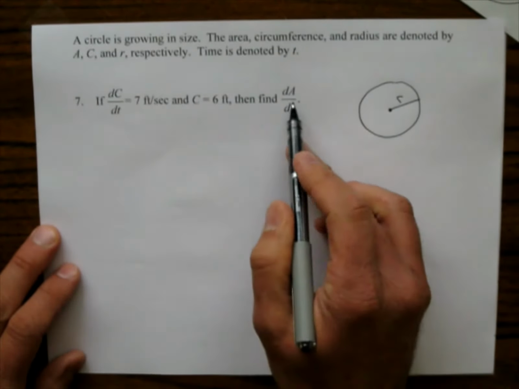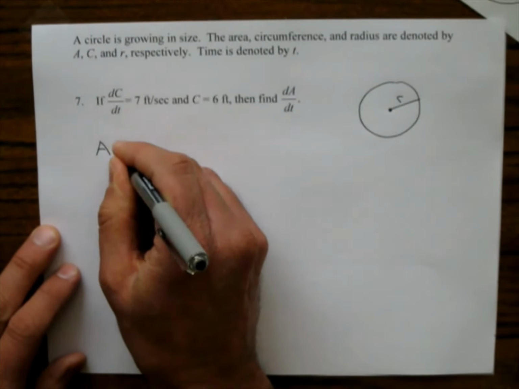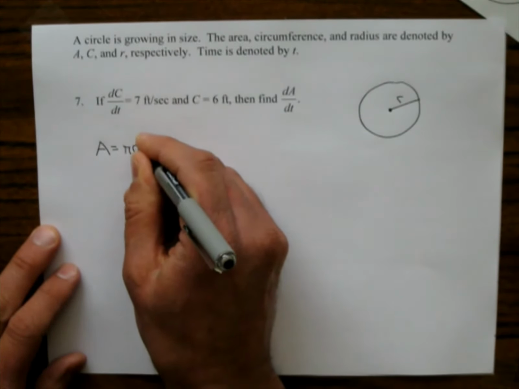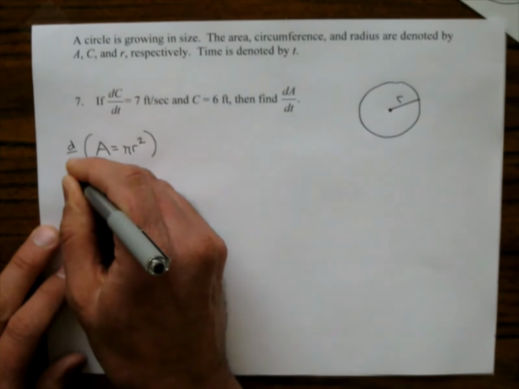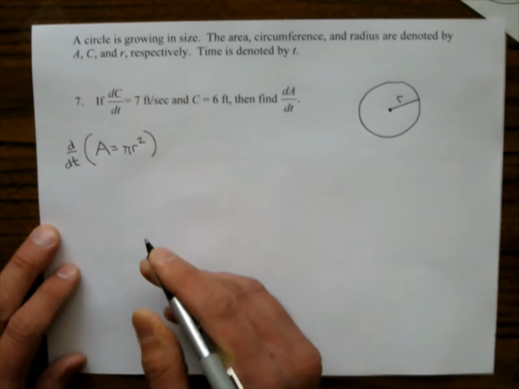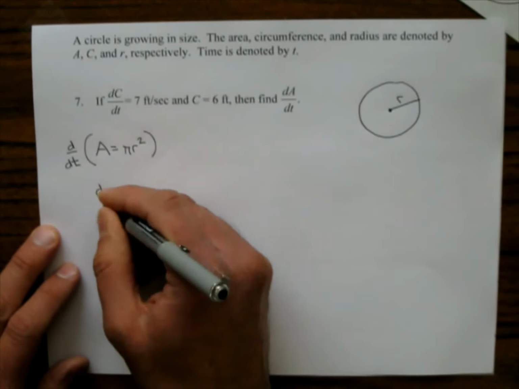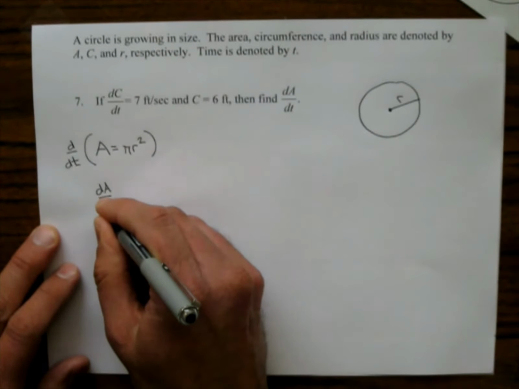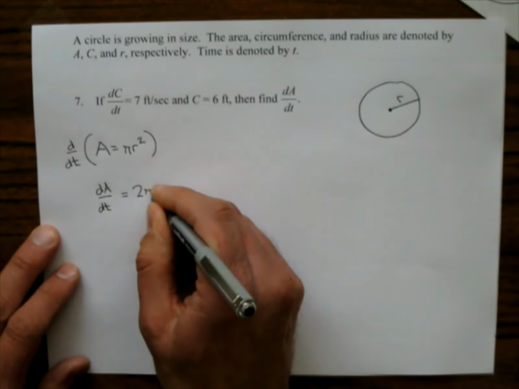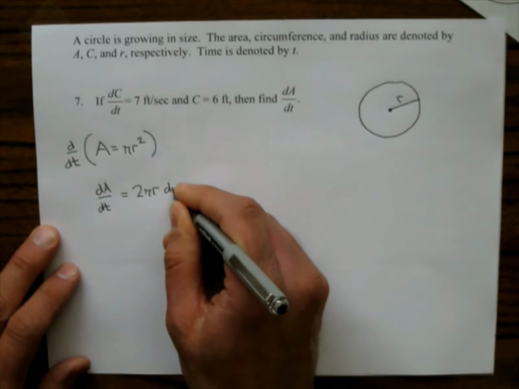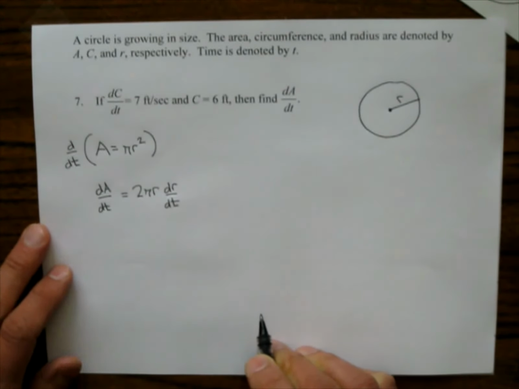So let's go ahead, because we have to find dA dt, I'm going to write out the area of a circle, pi r squared. This is going to look very similar to what we did before, but repetition will help us get this down. So, I take the derivative and I do what I did in the last problem. dA dt equals 2 pi r dr dt. Okay, so we have that written down.